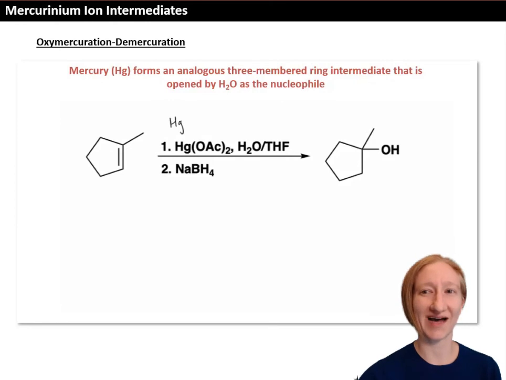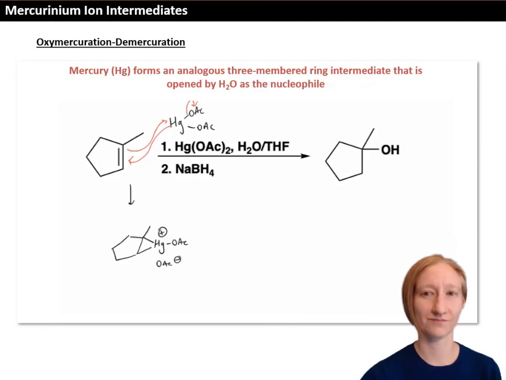As we saw before, the alkene will attack the electrophile. Here the electrophile is the mercury atom, and the mercury atom also attacks the alkene to form a three-membered ring intermediate, a mercurinium ion. The mercury acetate bond breaks to release the acetate anion. Then water acts as the nucleophile and attacks the more substituted carbon of the ring to open the ring.